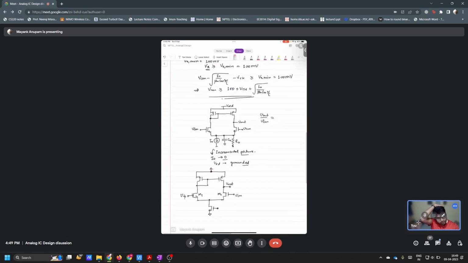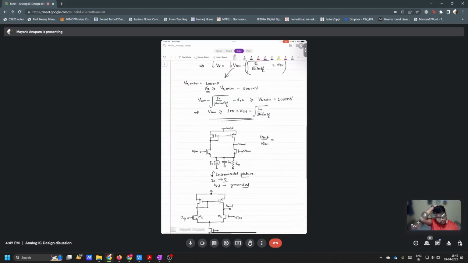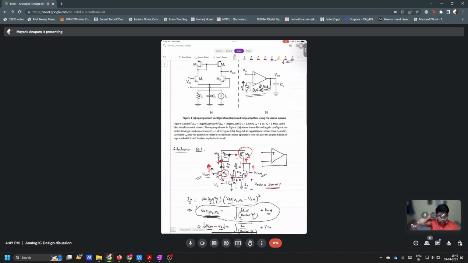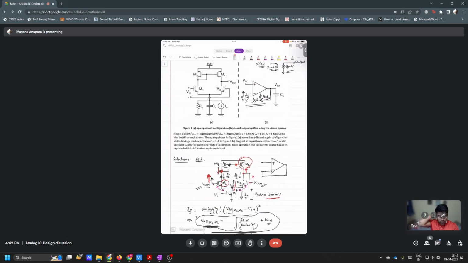Anything else? Sir, I just told one of the guys, Gulshan, that node VX should not be VCM. Which node? This node? Yes, sir. Can I share my screen for a minute? Yes, you can definitely share.